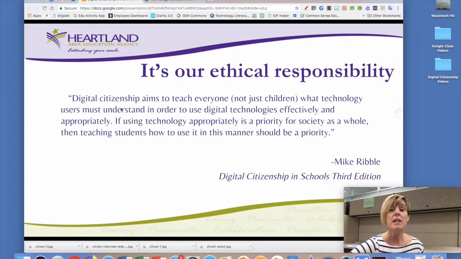If using technology appropriately is a priority for a society as a whole, then teaching students how to use it in this manner should be a priority. And I would agree with Mike Ribble. And since you're here, I think that you agree with Mike Ribble and me. But perhaps if you need this information, you can share it with administration or reluctant teachers who might not think that they can take time out of a busy day to spend 30 minutes with digital citizenship.